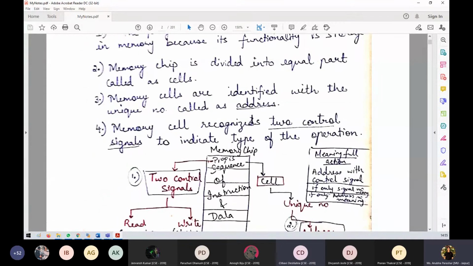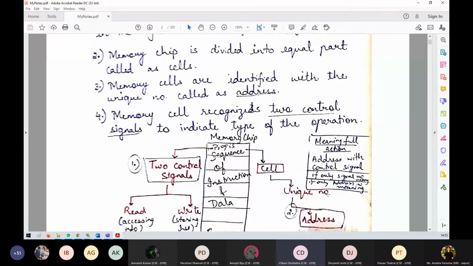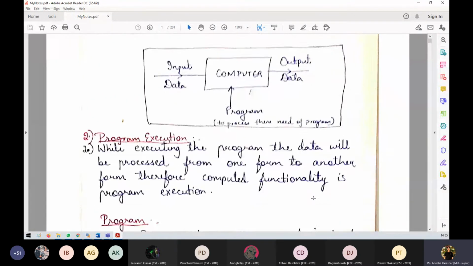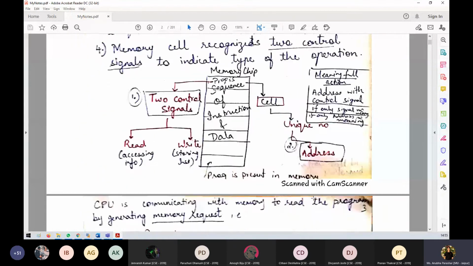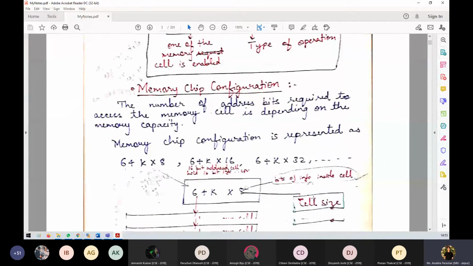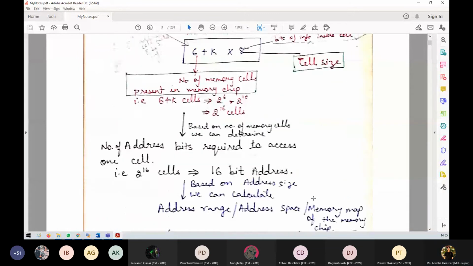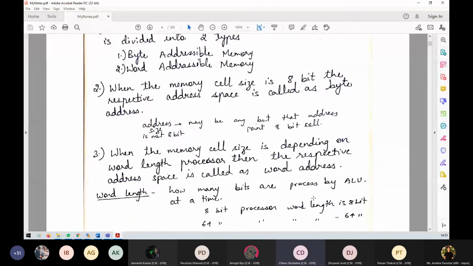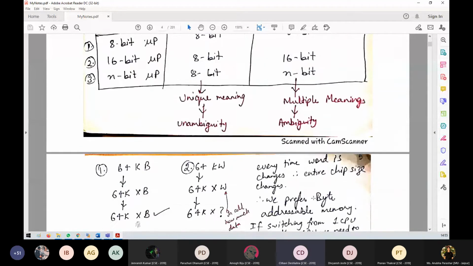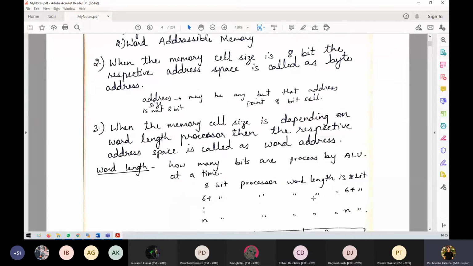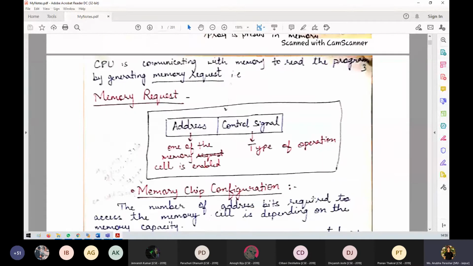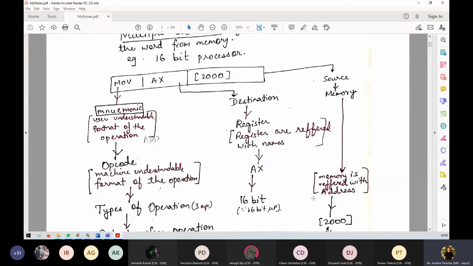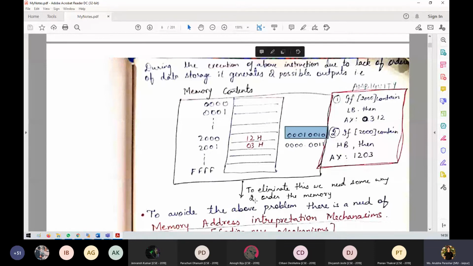Ma'am, why are we considering 2001 if our base address is 2000? What, please? We are considering the base address as 2000. No, no, no. This is just an example I have taken. I have not considered 2000 as the base address. Ma'am, we have written 2000 over there and we are writing 2001 and 2000 down. Yes, yes, 2000 and 2001. Yes, I'll come to this.